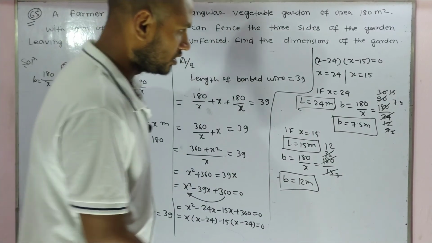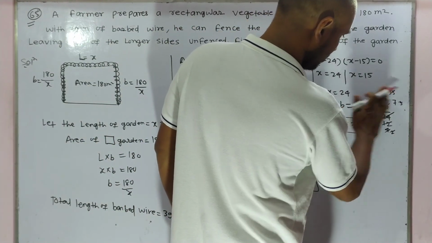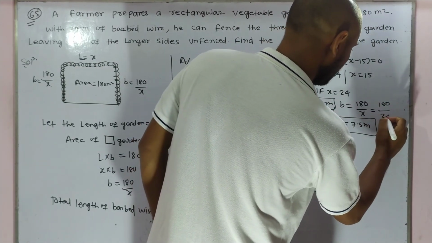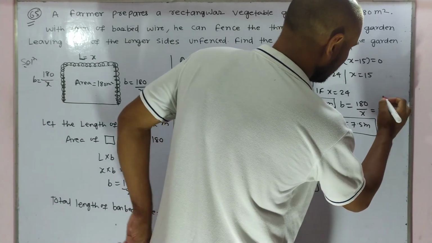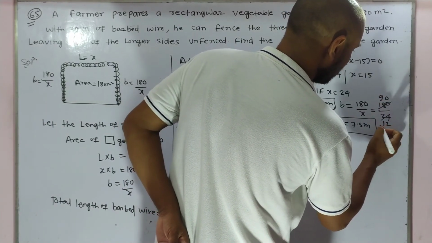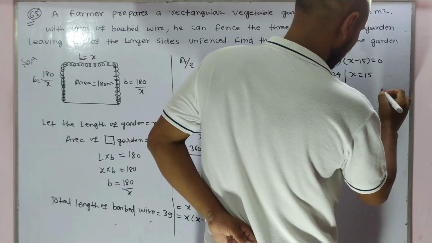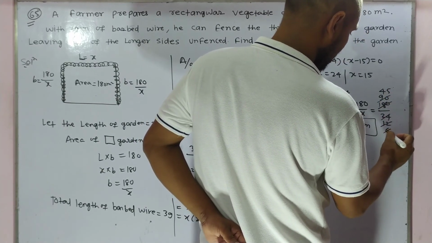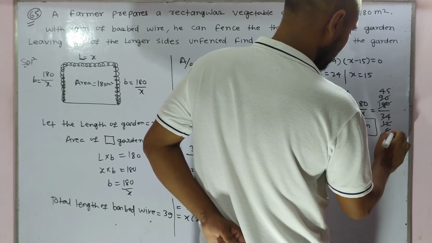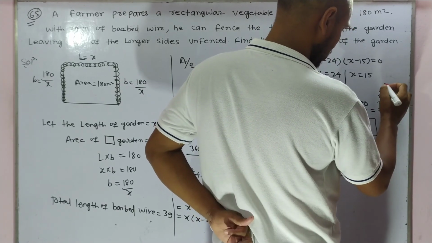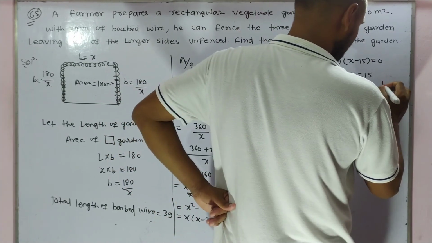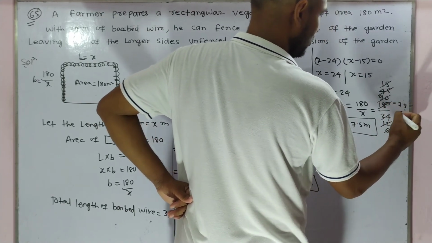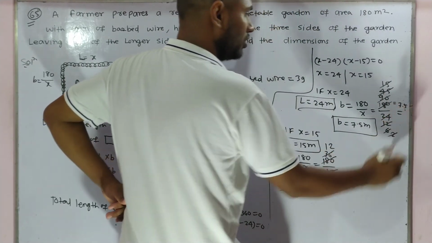Let us see here once again: 180 upon x, with x value of 24, becomes 7.5. This is correct. I hope you are able to follow me.